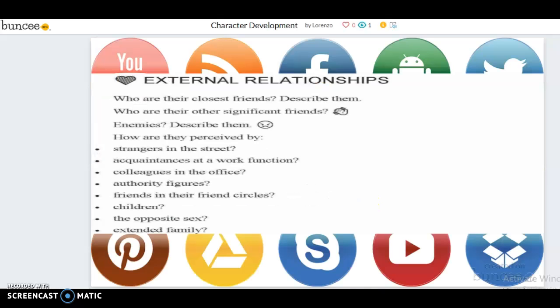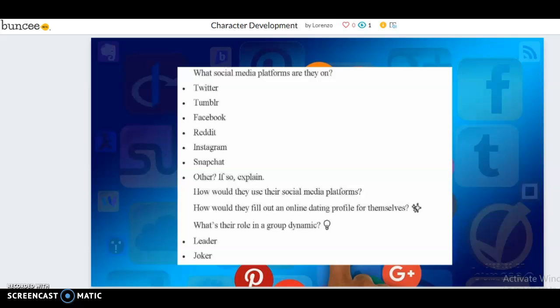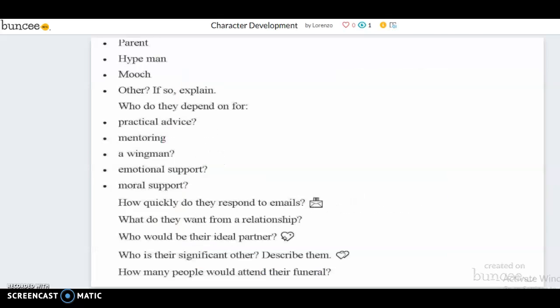We can talk about their external relationships, who their closest friends are, who are their other significant friends. We can also go a little deeper and talk about what their social media platforms are. Which platforms do they use? Nowadays, this is always part of a character. We can talk about, are they a parent? Are they a hype man? Are they a mooch? Are they a wingman? And so on and so on.